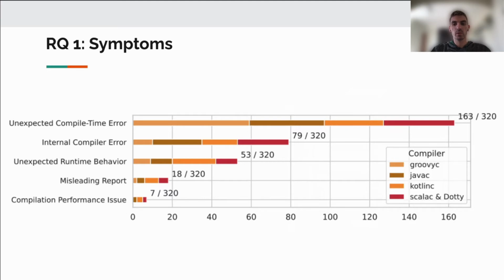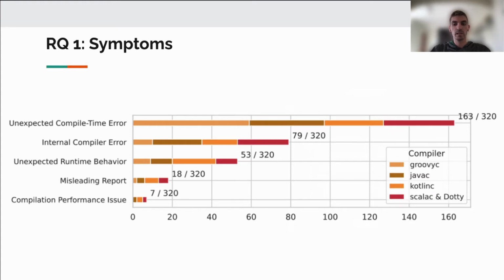What are the main symptoms of typing-related compiler bugs? We have classified bugs into 5 categories. The first category is unexpected compile time error. In this category, the compiler mistakenly rejects a semantically correct program. This category accounts for half of the analyzed bugs. The second most common category is internal compiler error or compiler crash.